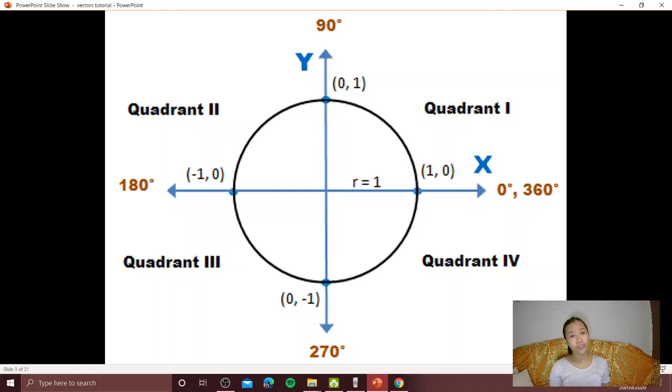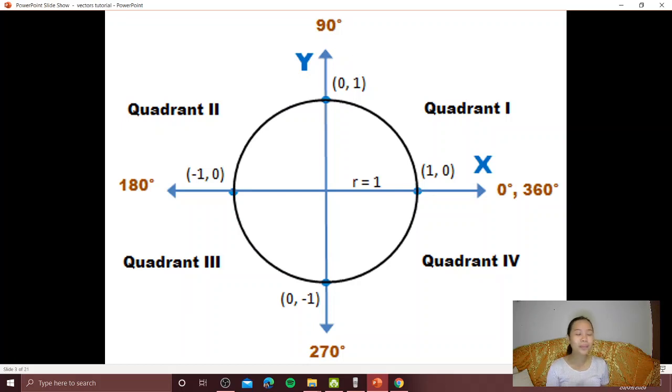Now, how do you follow the angle? You just follow the counterclockwise direction of the angle to determine how many degrees the angle is in your vectors. So we have here from east going to north, or from positive x going to positive y, we have here 90 degrees.